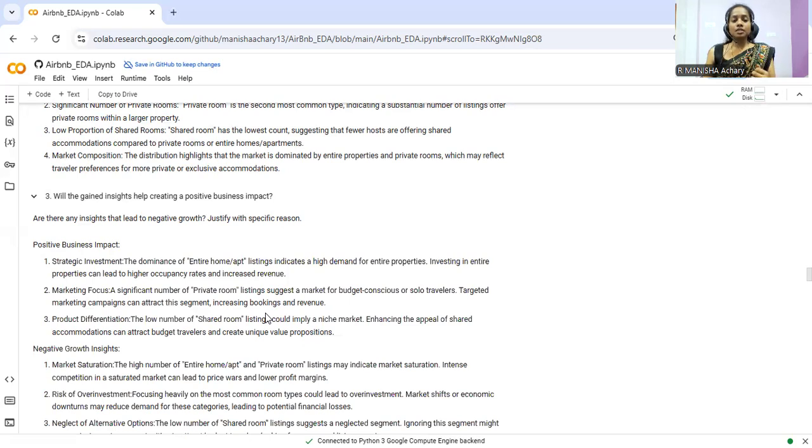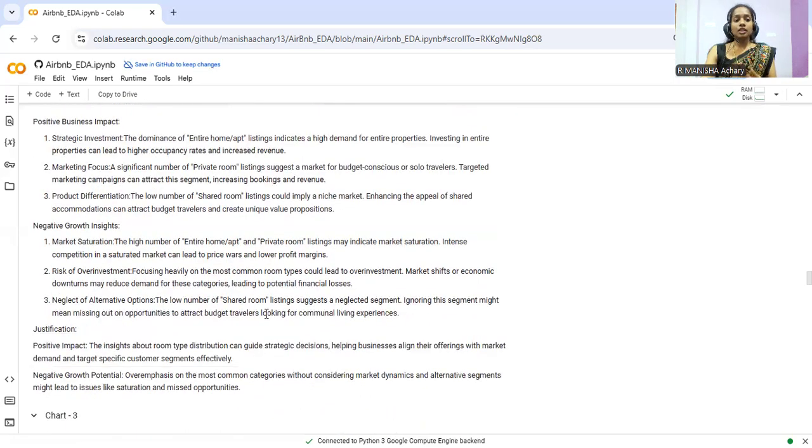The private room listings suggest a market of budget-conscious or solo travelers, so targeted marketing campaigns can attract this segment, increasing bookings and revenue. Product differentiation: the low number of shared room listings could imply a niche market. Enhancing the appeal of shared rooms can attract budget travelers and create unique value propositions.